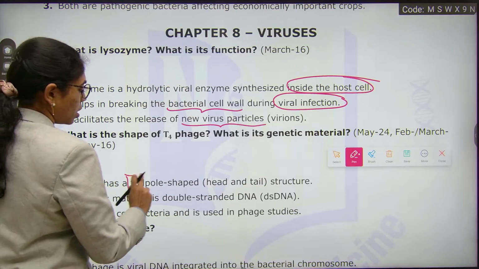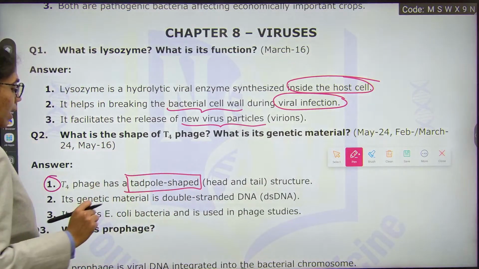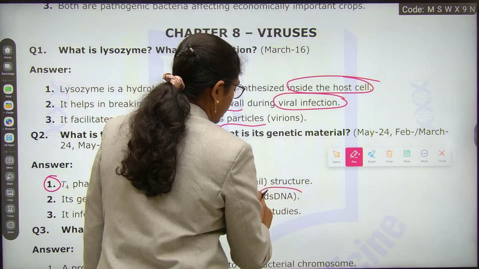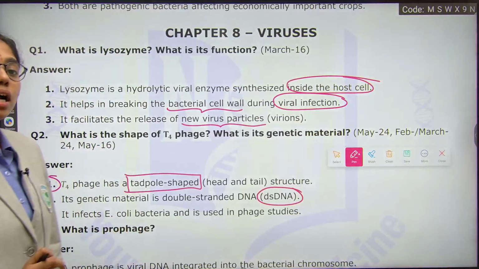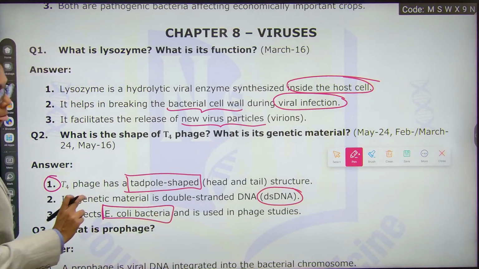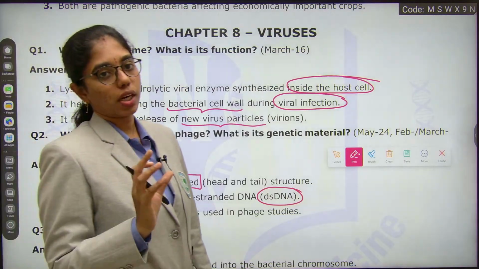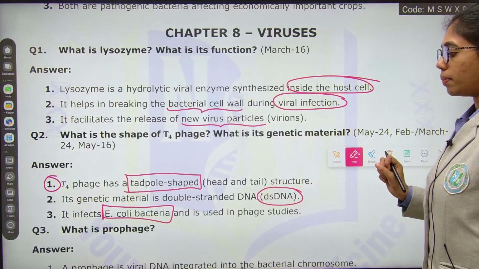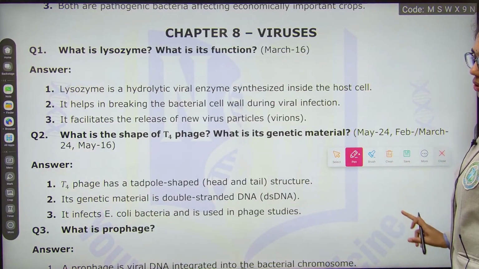It has a tadpole-shaped structure. Its genetic material is double stranded DNA. It infects E. coli bacteria and is used in phage studies. It will infect Escherichia coli bacteria, and this is used in phage studies.